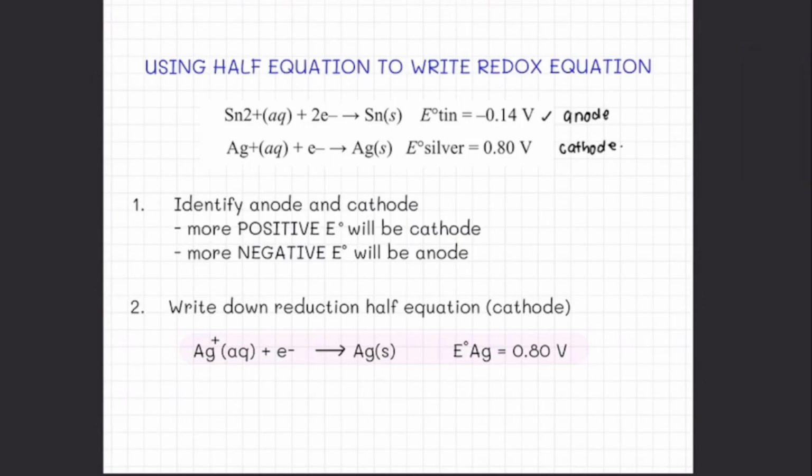Okay, so then we write down the reduction half equation. So who's going to undergo reduction? We know that silver will undergo reduction. So we write it down as it is: silver ion plus electron producing silver solid. So the E naught of silver equals 0.8 volts. Okay, so we are done with step 2.